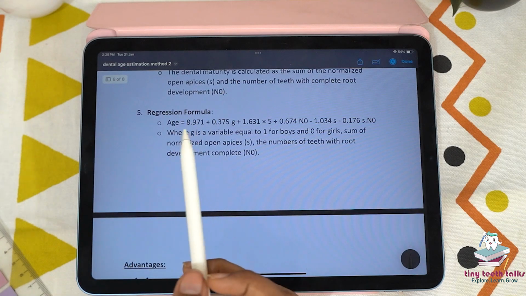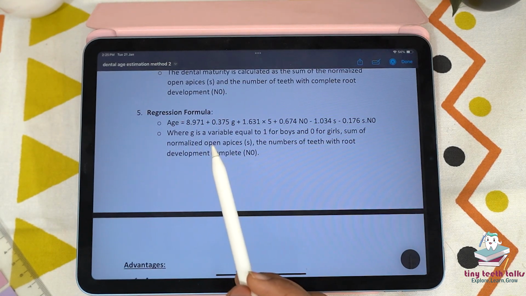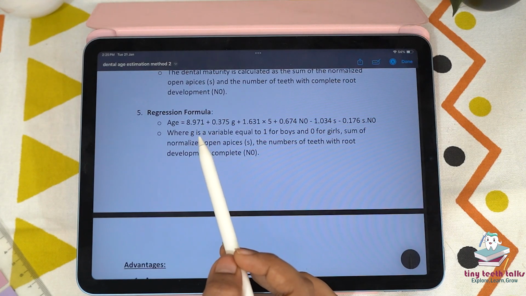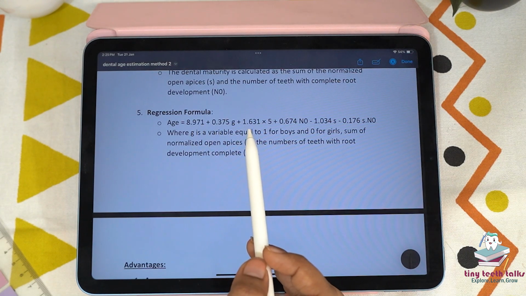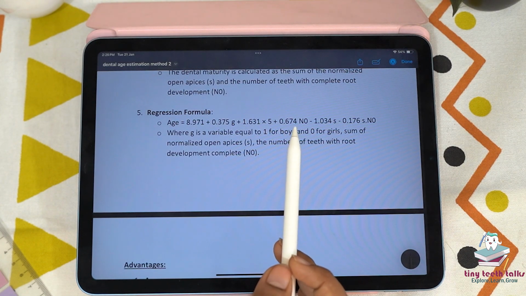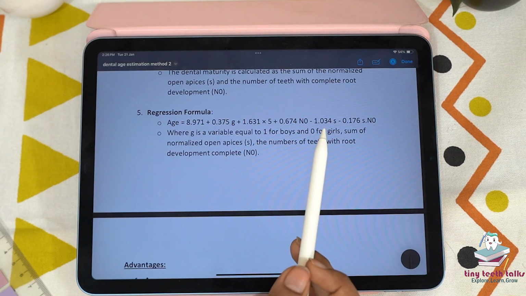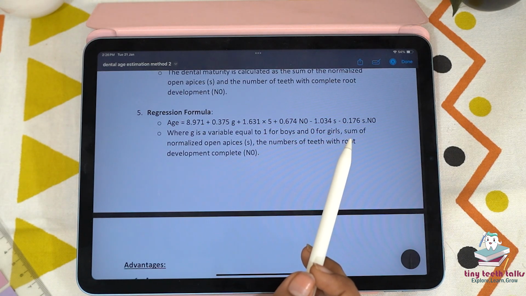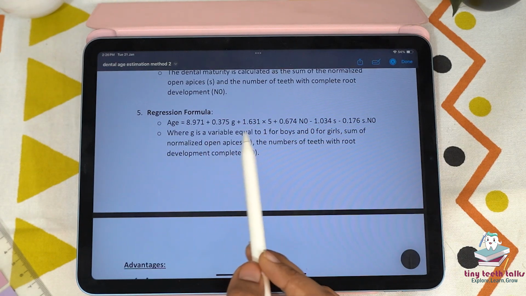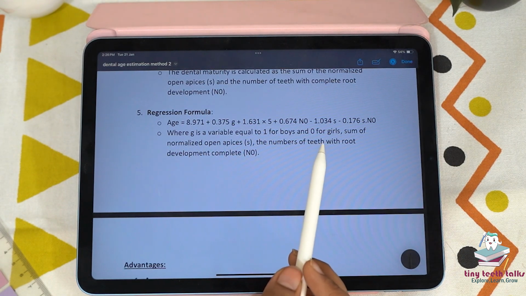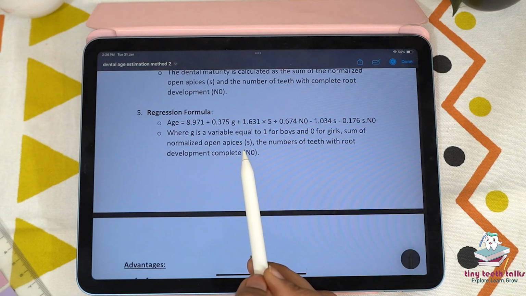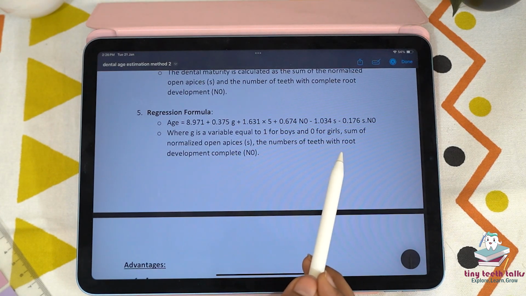So here is the regression formula used to estimate the age. Age = 8.971 + 0.375 G + 1.631 × 5 + 0.674 NO − 1.034 S − 0.176 S NO, where G is a variable equal to 1 for boys and 0 for girls. S is the sum of normalized open apices and NO means the number of teeth with root development complete.